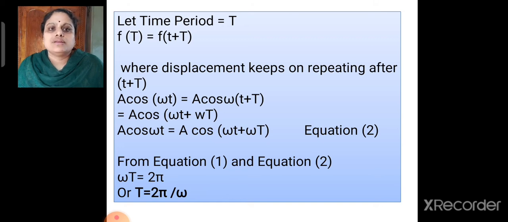From the equation, we can see that omega T must be equivalent to 2 pi radians, so that the function a cos omega t equals a cos (omega t + omega T). Or the time period T must be equal to 2 pi divided by omega. Here omega is known as the angular frequency.